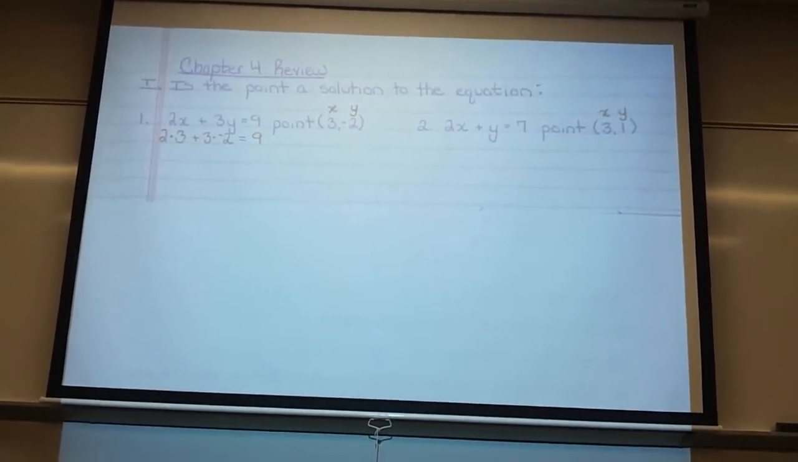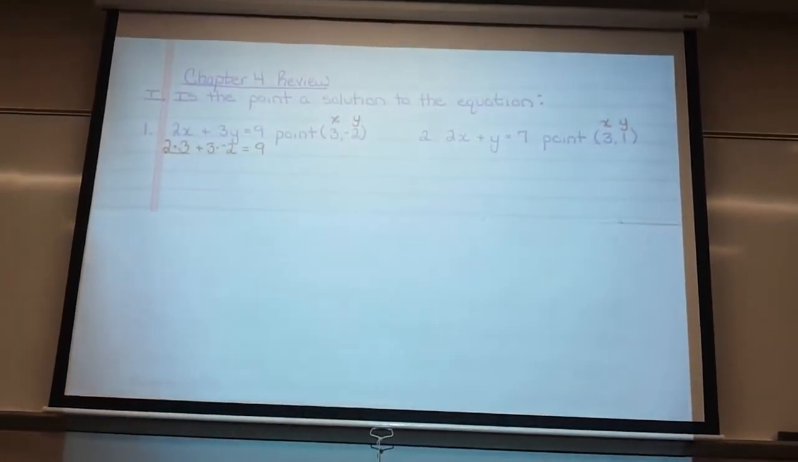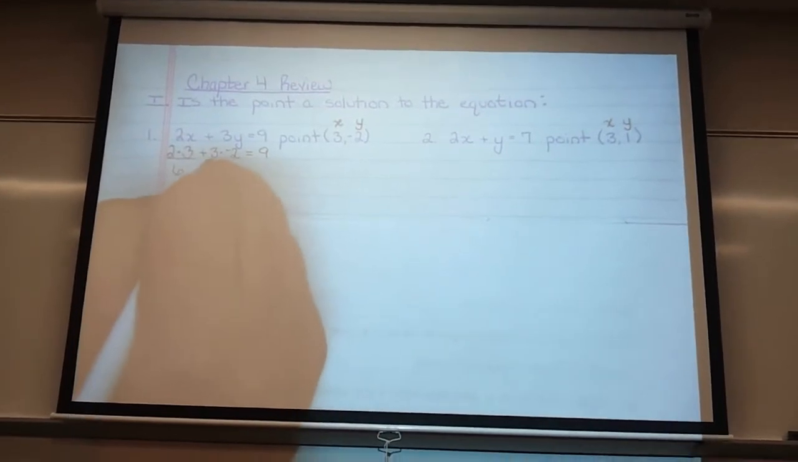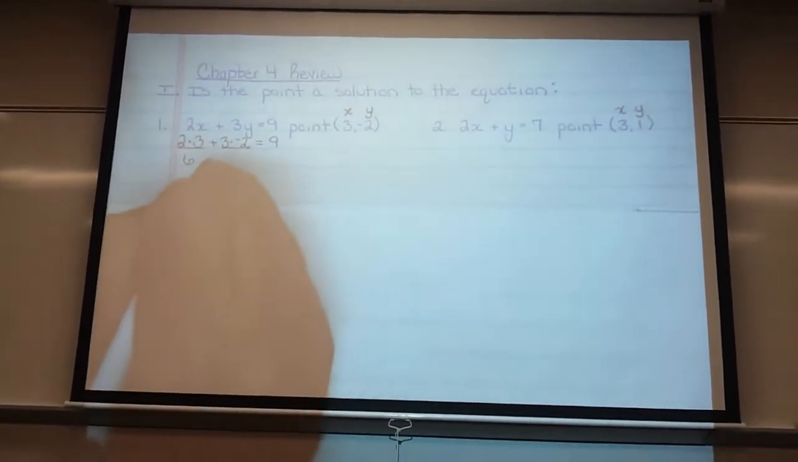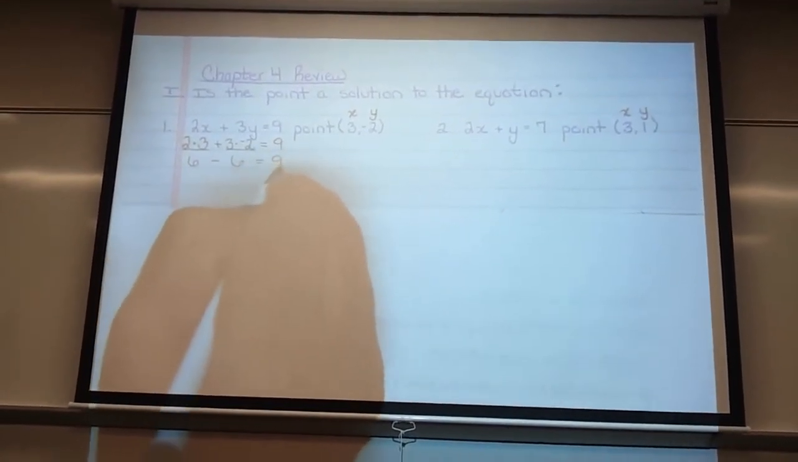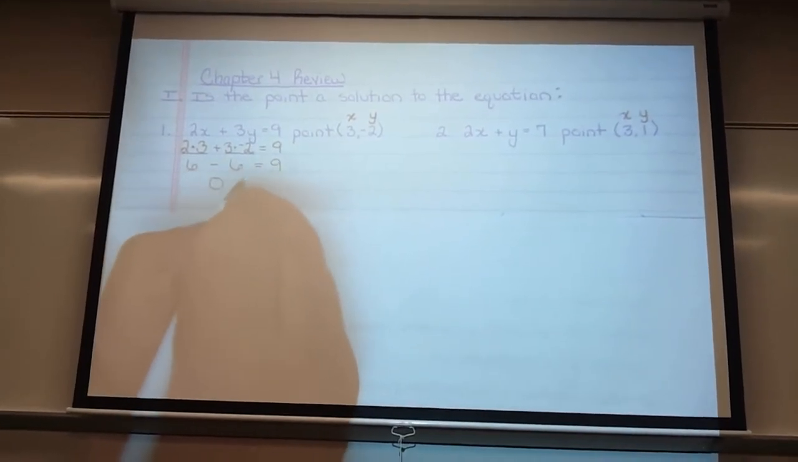Then you have to do your operations. So I've got to do my multiplication first. So 2 times 3 would give me 6. What would a positive 3 times a negative 2 be? Negative 6, or minus 6. Equals 9. And 6 minus 6 is 0. So that definitely does not equal 9.